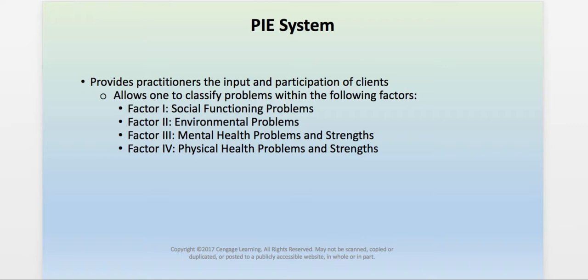Now, these factors, in a certain respect, if you're familiar with the DSM previous to DSM-5, in a way, these call to mind the different axes for diagnoses that existed in the DSM before, but this is more from a social work perspective. And so you are looking at how people get along in their world, the environmental problems, which in a broad sense can include all those contextual things that we talk about in making a good assessment. Of course, there's the mental health issues and the physical health problems. So all of these things are considered in the Person and Environment System.